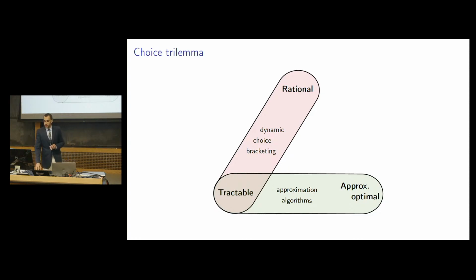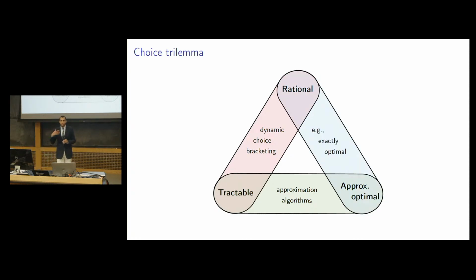And finally, we could think about the intersection of rational and approximately optimal choices. This is a little bit less interesting, but it's worth pointing out because it includes something that I think as economists we often have in the back of our minds, which is the decision maker is exactly optimizing her true objective function. If you're exactly optimizing your true objective, then of course your choices will appear rational because you can rationalize them using your objective function. And they will be trivially approximately optimal.